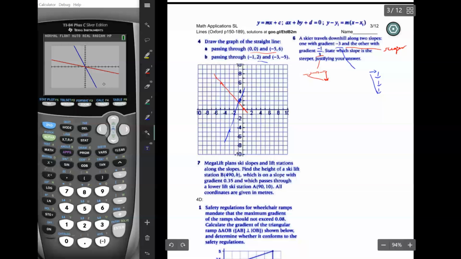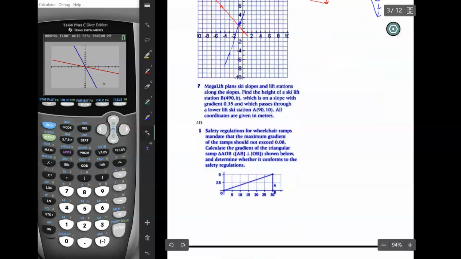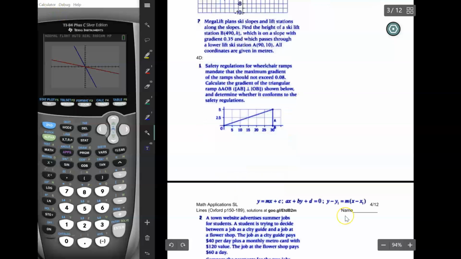Okay, let's go down. Megalift plans ski lifts and lift stations along the slopes. Find the height of a ski lift station B at (490, h), which is on a slope with gradient 0.35 and which passes through a lower ski lift station (90, 10). All the coordinates are given in meters.